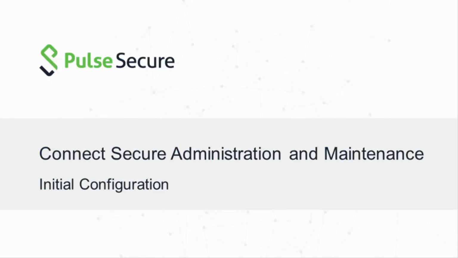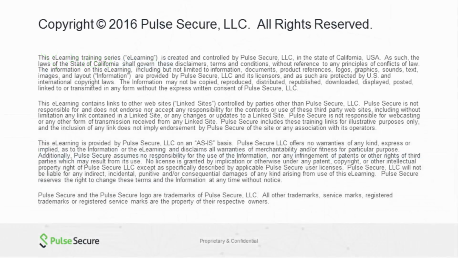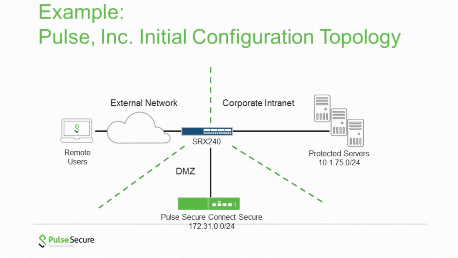In this session, we will review the initial configuration for the Connect Secure console. We begin with this following example. We base our initial configuration on a simple topology as shown. Remote devices running Pulse Secure Client require access to the protected server that resides in the corporate intranet.